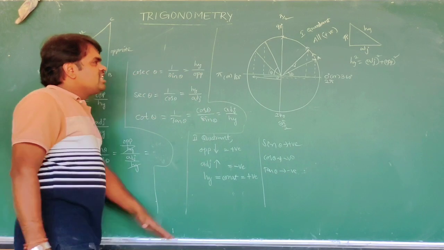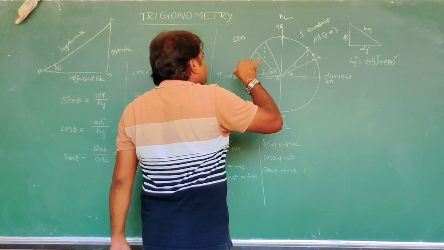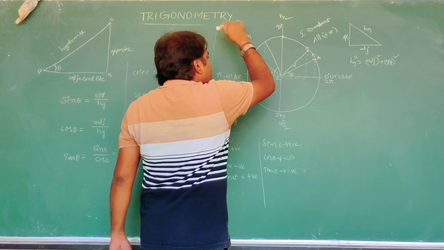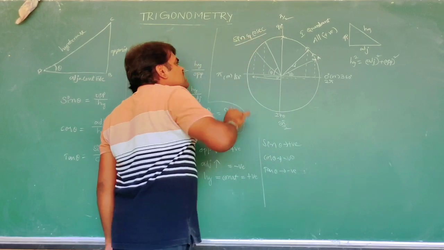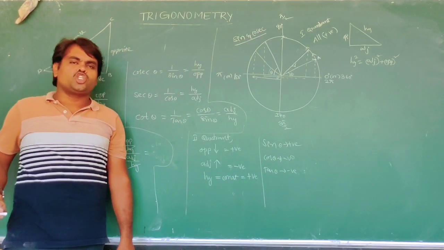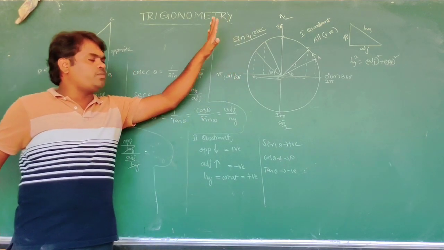That means in the second quadrant, sine and its reciprocal cosecant are positive. Remaining all trigonometric functions in the second quadrant must be negative.